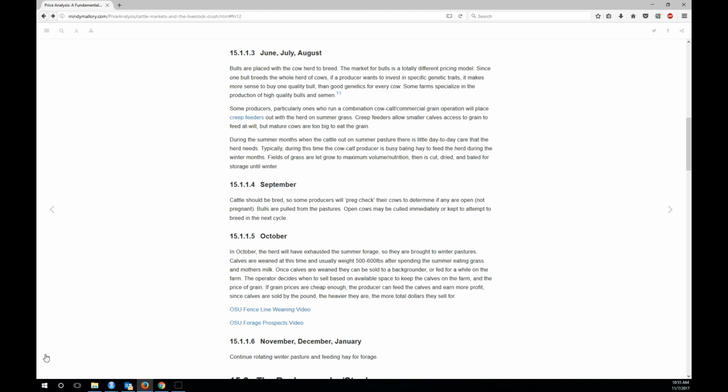So some producers, especially producers who raise both beef cattle and also raise corn and soybeans, they'll place creep feeders out in the herd with summer grass. And creep feeders are nice because they have these gates on them that the small calves can get through and get to the grain, and that helps the calves get bigger more quickly when they're out on summer grass. But the mature mother cows, they don't need grain. They do spectacularly well eating the grass, and the grain is expensive. So the creep feeders are designed to keep out the big cows.